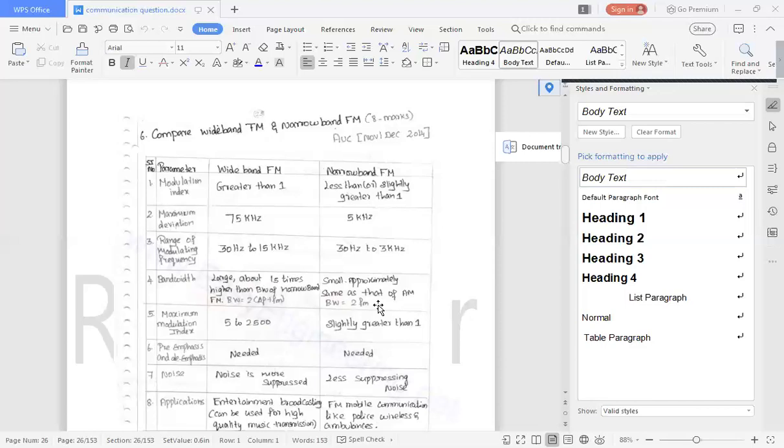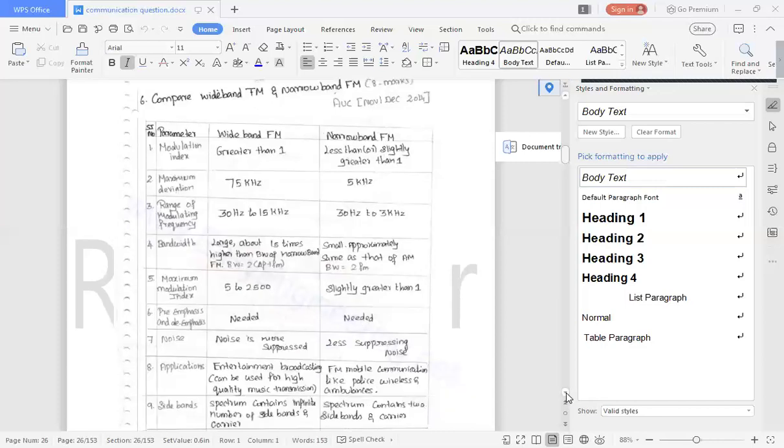Now the maximum modulation index is generally 5 to 2500 in wideband FM. In AM, amplitude modulation, you all remember what the maximum modulation index is? It is 1 without error. But here, in FM or wideband FM, the frequency modulation index is 5 to 2500, and in narrowband FM it is nearly equal to 1.